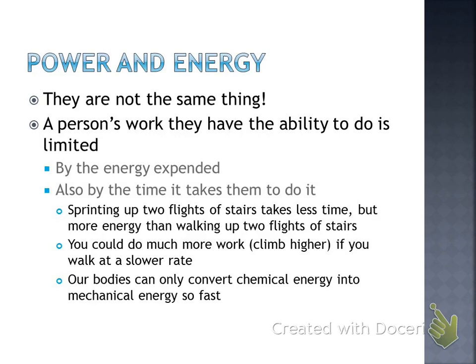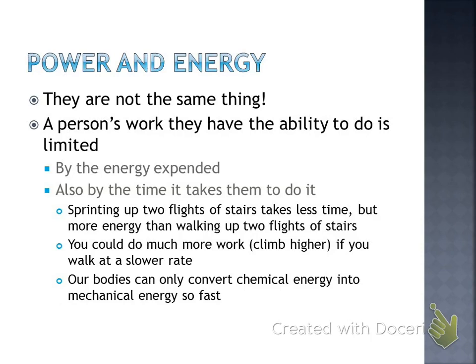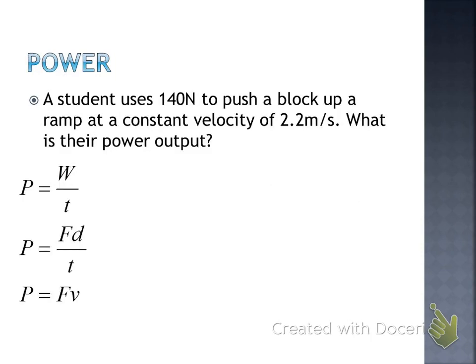It's only so fast that our body can convert that energy that we need to be sprinting up the stairs. So we have a limitation. If I was going to walk up the stairs, I could go a lot higher. I could climb a lot higher, right? My power output would be less, but I wouldn't be expending as much energy, which means I could go higher and higher. Any questions there? Let's go ahead and try this one.